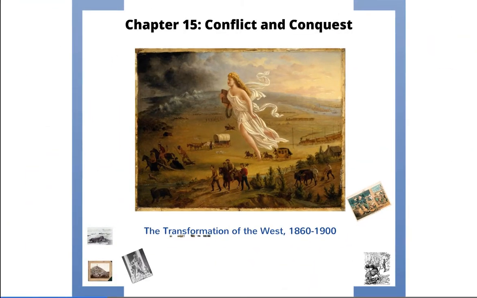If we look at the next chapter, Conflict and Conquest, this focuses on Western expansion following the Civil War. The Transformation of the West is a subtitle, and here you see John Gast's portrait of the American Promise, showing the spirit of liberty moving westward, and as you see settlers and trains and steamships all coming out west, the Native Americans, the buffalo, wild animals are fleeing before the spread of civilization.